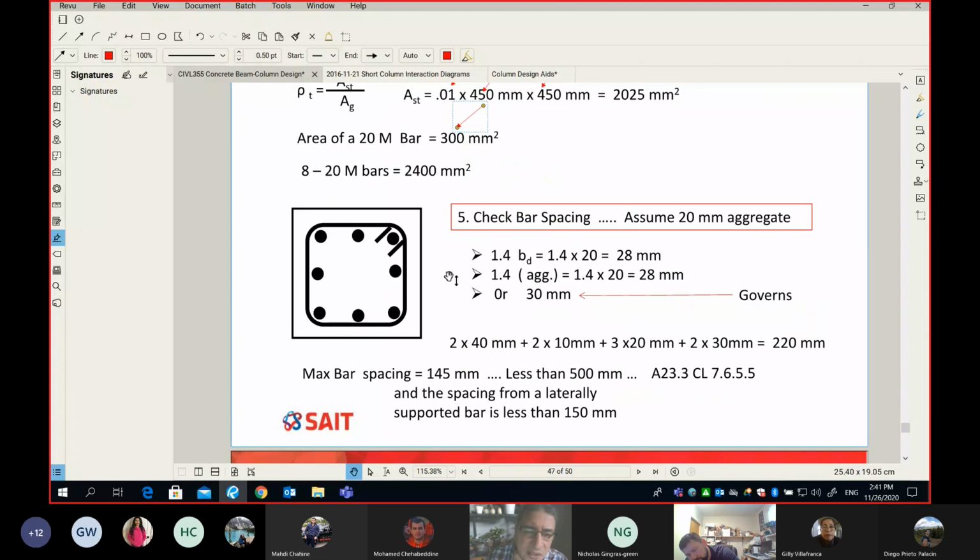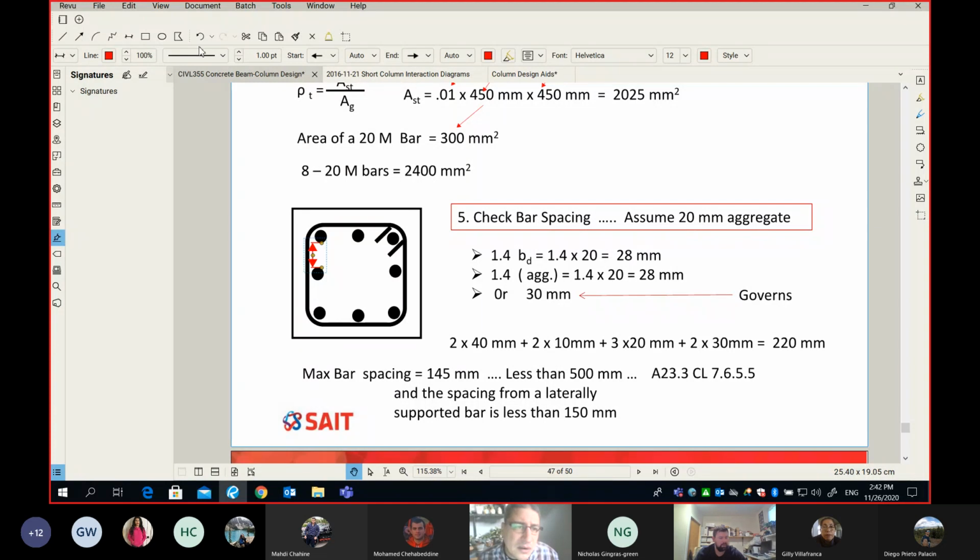What are those few checks? Number one, we must ensure that this distance here allows for the flow of concrete. That's what I'm doing here: I'm estimating the minimum spacing between my rebar. Nothing super. It is 1.4 the bar diameter, or 1.4 the aggregate size, or at least 30 millimeter. Do I have 30 millimeter?